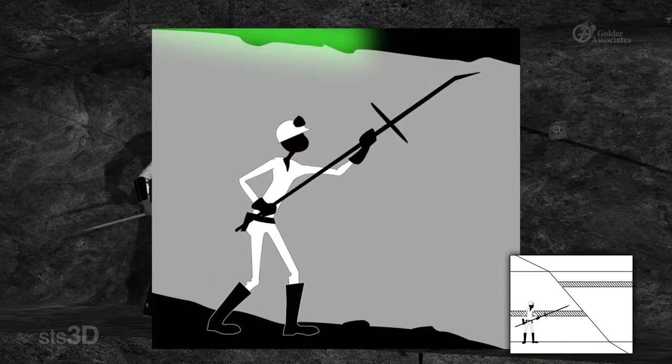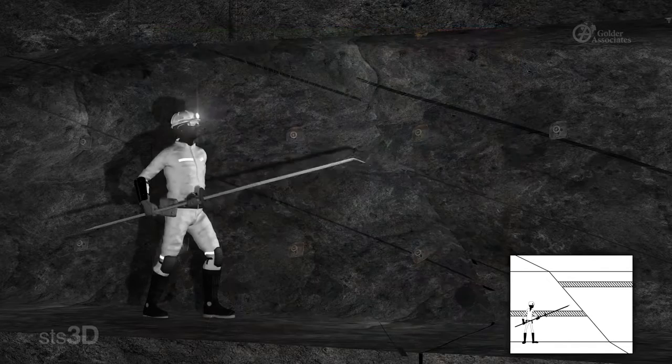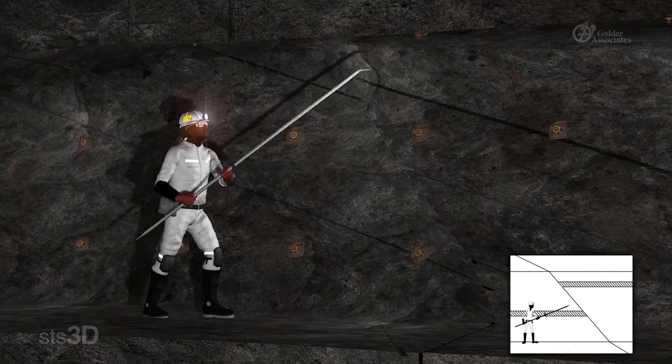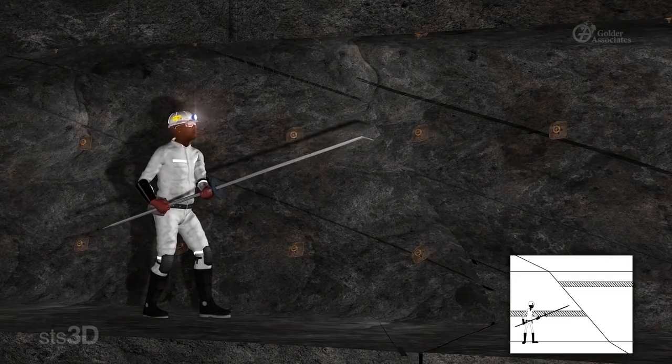Remember to bar from a supported area moving towards the unsupported area of a fault. The faults you have identified must be supported according to your mine standard as soon as possible.